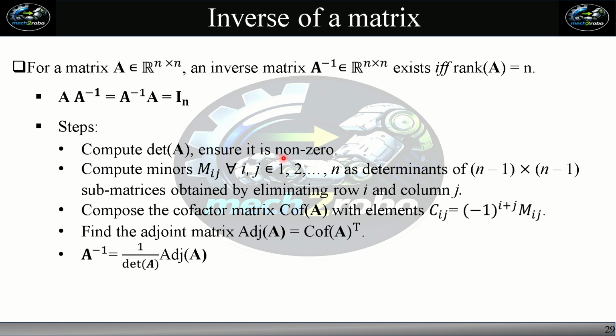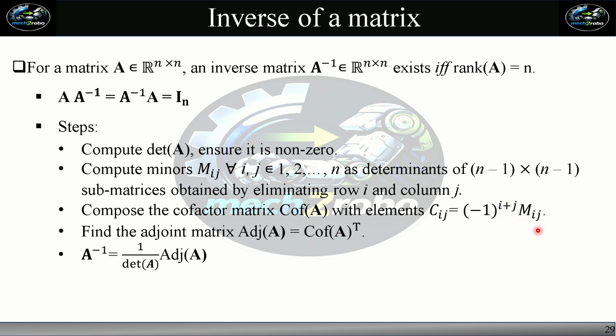given matrix is non-zero in nature. Then compute the minors, each equal to the determinant of the n minus 1 by n minus 1 order submatrix, which is obtained from the element whose minor we want to determine by eliminating the row and column which contain that element. Then compose the cofactor matrix, which is equal to minus 1 to the power i plus j, where i means the row location of that element and j represents the location of that element in column.